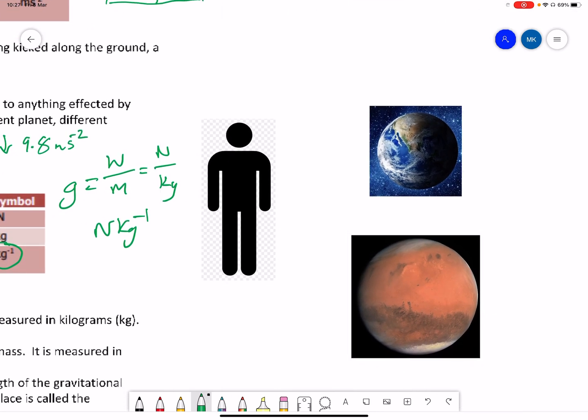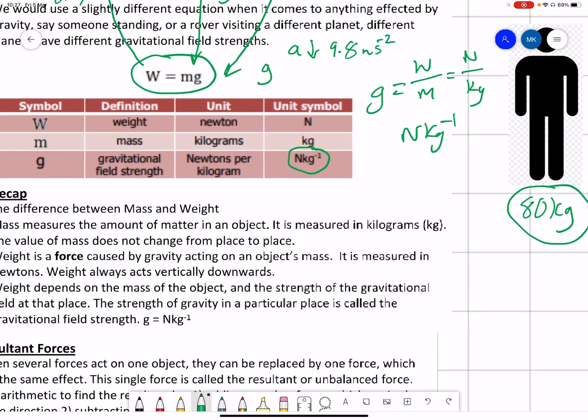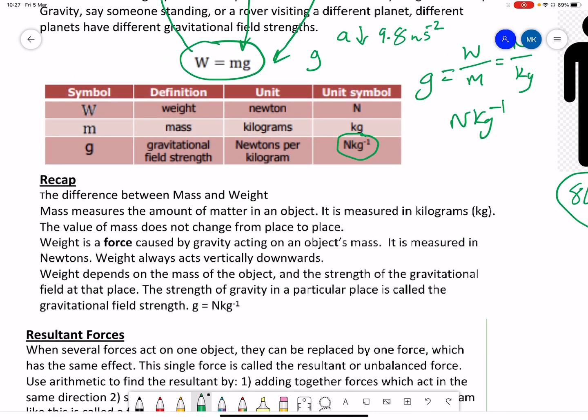So we have this person here. Let's say this person has a mass of 80 kilograms. Mass does not change. It's the amount of matter in an object.